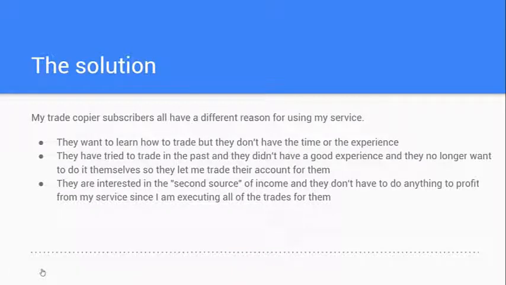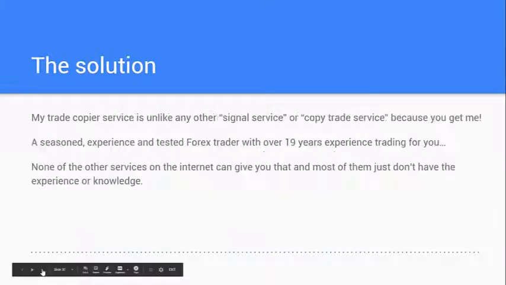My trade copier subscribers all have different reasons for using my service. They either want to learn how to trade, but they don't have the time or the experience. They've tried to trade in the past and they didn't have a good experience, and they no longer want to do it themselves, so they let me trade their account for them. Some others are also interested in a second source of income, and they don't have to do anything to profit from my service because I'm executing all of the trades for them.